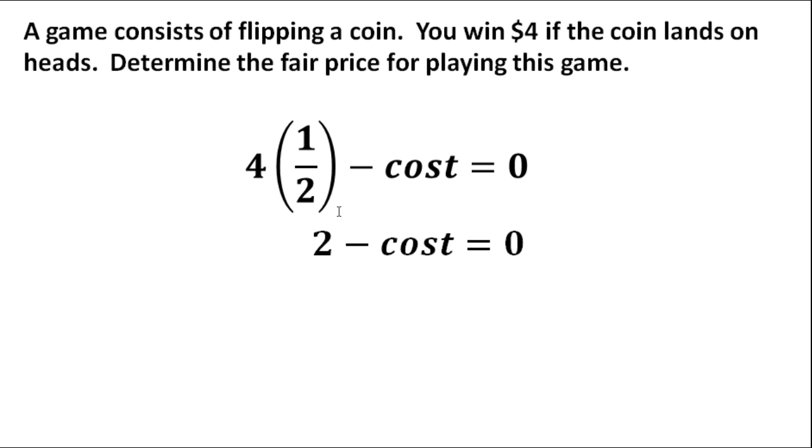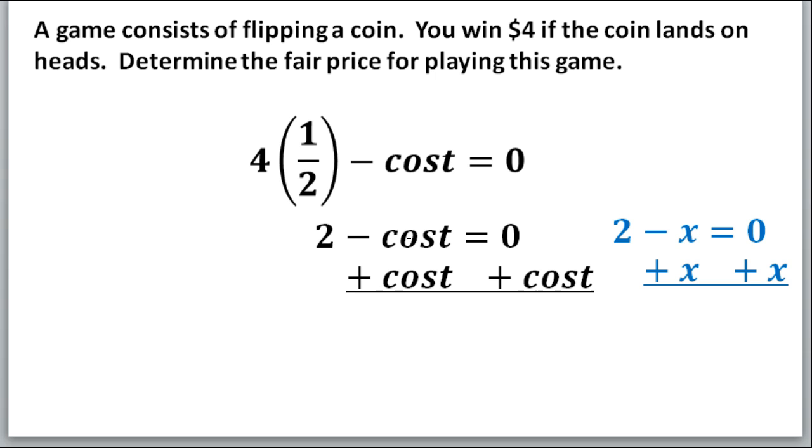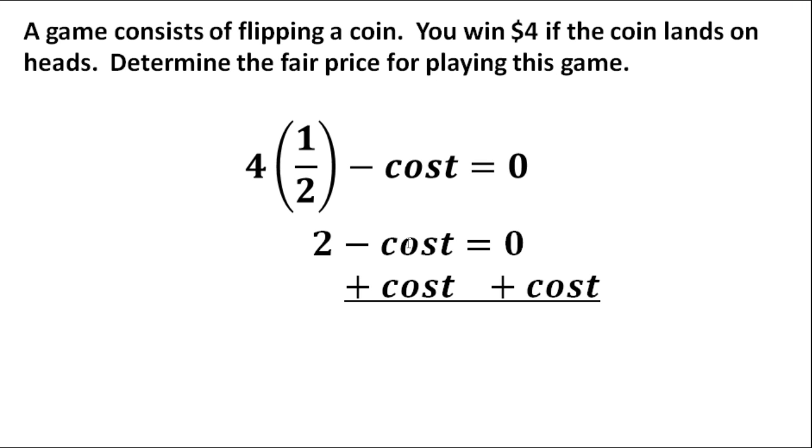Hopefully now you can figure out that the cost should be 2, but if you want to, cost is our unknown, so we can think of it in terms of x. 2 minus x would equal 0. Well, if 2 minus x equals 0, how do I find out what x is? I would add x to both sides. So I'm going to do the same thing here. I'm going to add the cost to both sides. So 2 would equal the cost. So on this one, we should charge $2 to play this game. That means that our expected value would be 0. We would end up breaking even on this game.